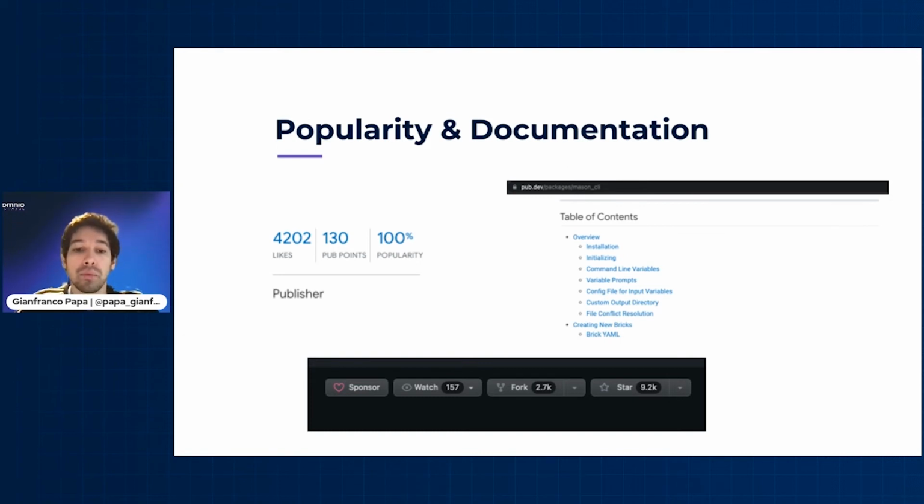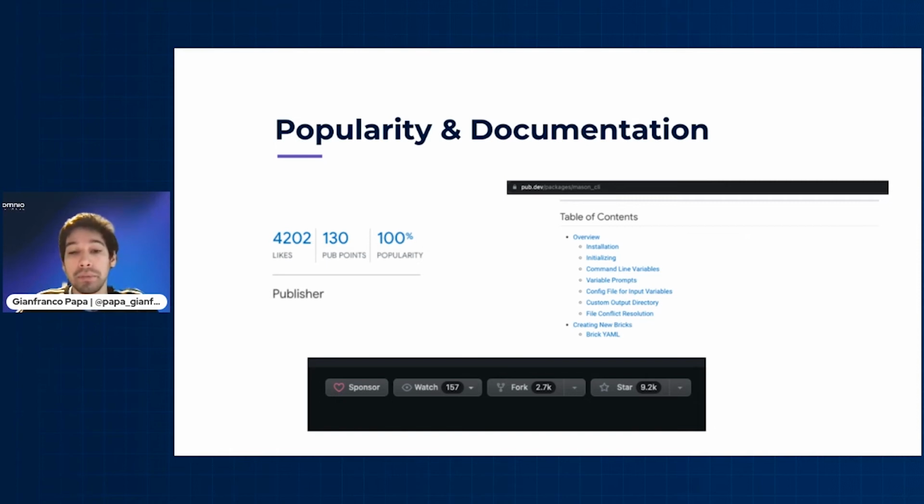Basically, we can measure the popularity by the number of likes, the pub points, or even the popularity score in pub.dev. Or also, we can go to the GitHub page and see how many stars it has, or the number of forks. That will tell us more or less the popularity of the library.